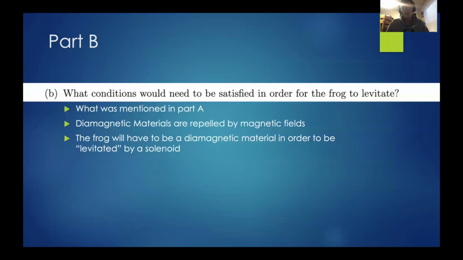So part B asks what conditions would need to be satisfied in order for the frog to levitate. So first of all, I think what we mentioned in part A is important. Additionally, diamagnetic materials are repelled by magnetic fields. This is because of their electron structure. So the frog will have to be a diamagnetic material in order for it to be levitated by a solenoid. If the frog is a paramagnetic material, which is the opposite of a diamagnetic material, it would actually be sucked into the solenoid, the opposite of levitated.